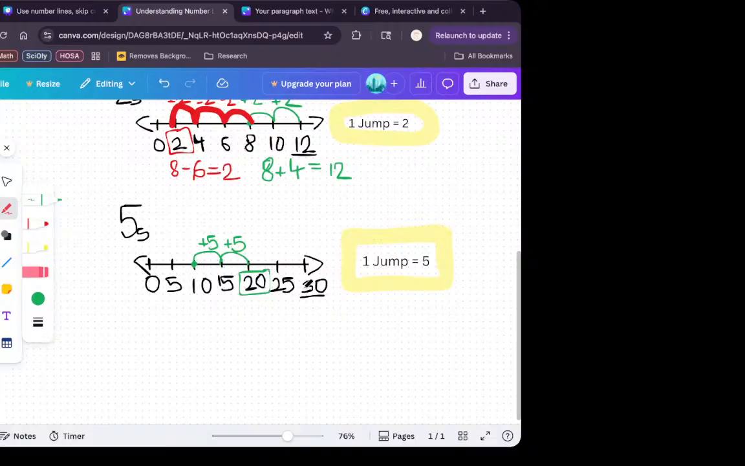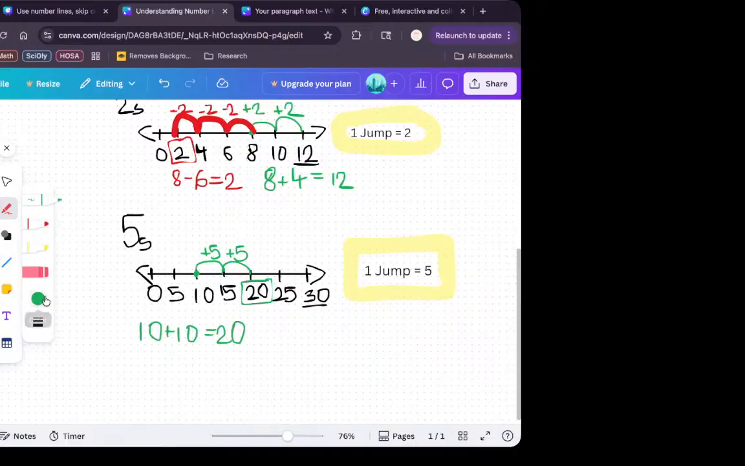And we can also double check our work. So 10 plus 10 should be equal to 20. On our number line, are we getting 20 as our final answer? Yes, we are. So that's how you know you are correct.